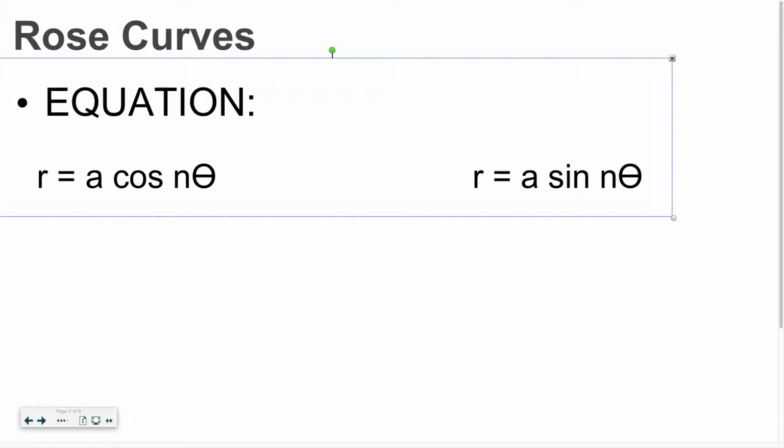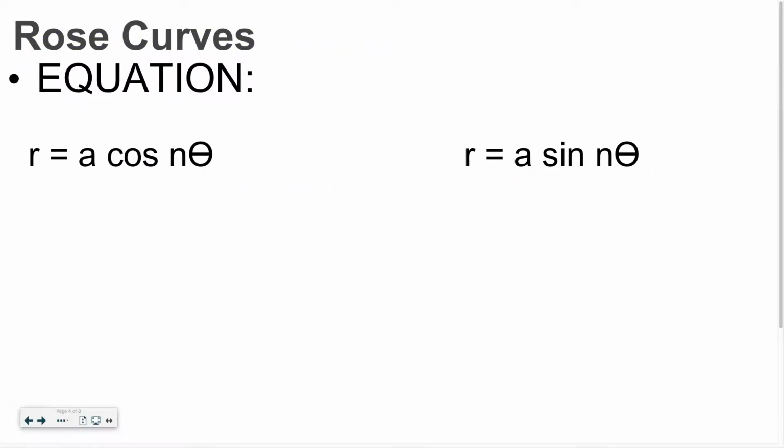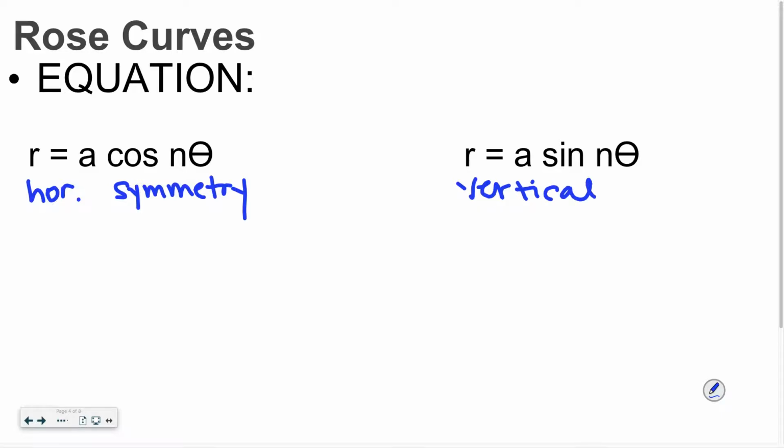Okay, so let's talk about the most obvious first. Okay, we're going to have r equals a cosine of n theta, r equals a sine of n theta. We've already talked about that we will have horizontal symmetry with the cosine equation, and we will have vertical symmetry with the sine equation. Okay?